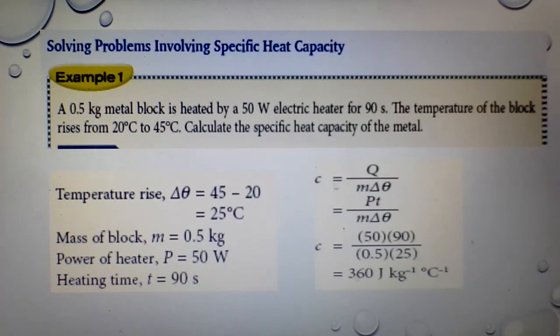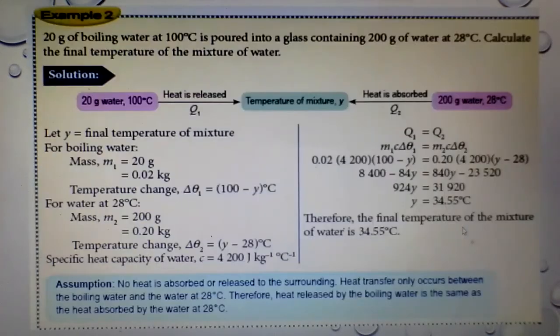Specific heat capacity equals Q divided by m delta theta. So Q here is Pt. Use SI units here: power is watt, time is second. If given in minutes, you need to convert to seconds. So you calculate, you get 360 joule per kilogram per degree Celsius. This is the specific heat capacity of the metal.